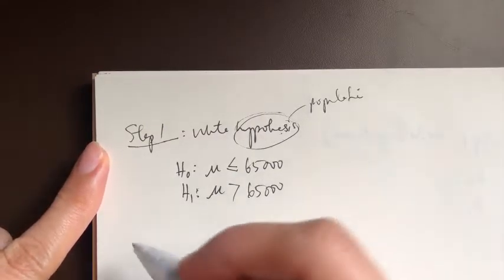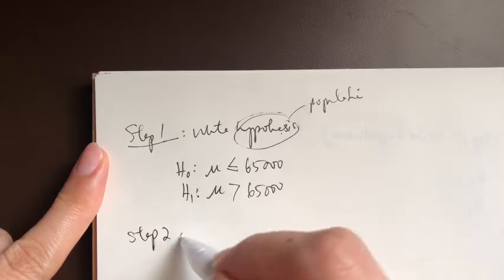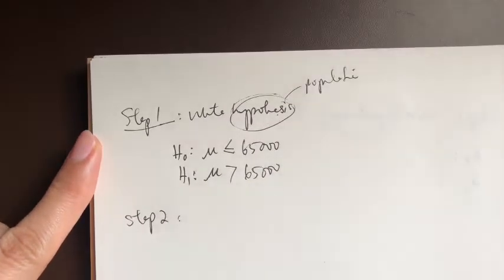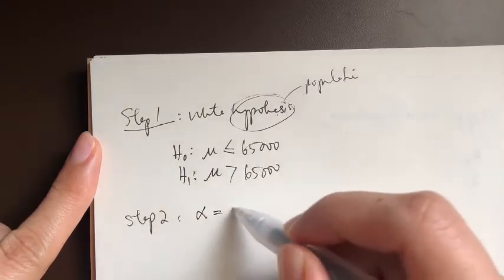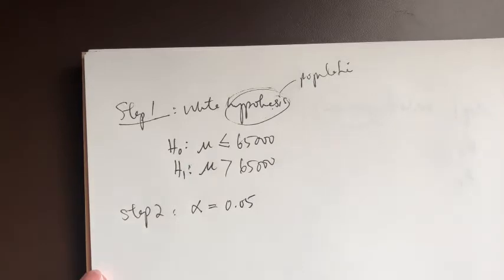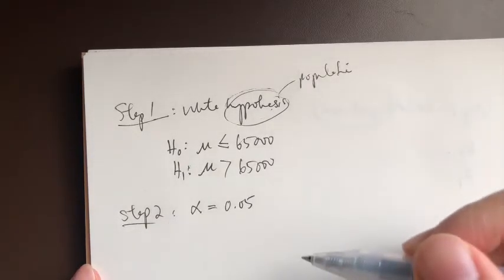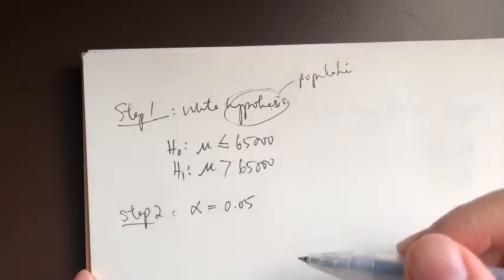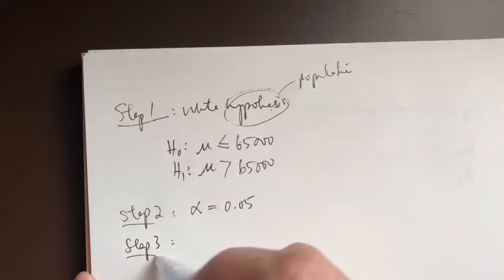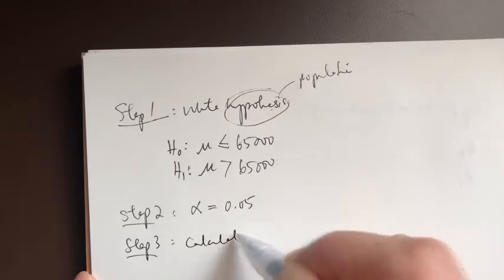Now, step number 2 is to write down our level of significance. Normally the alpha is always going to be given to you in the exam. So let's say alpha is given to you as 5%. Now step number 3 is to calculate our test statistic.